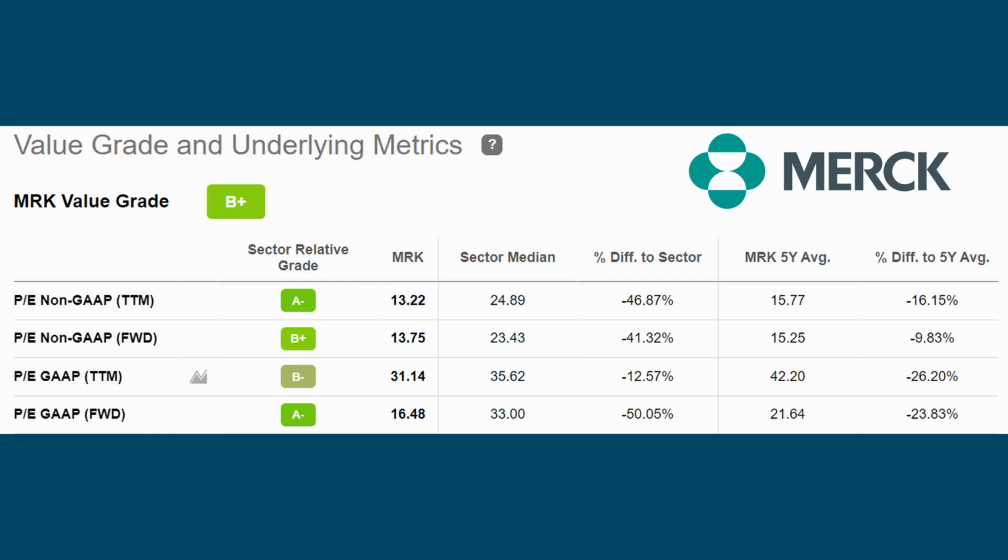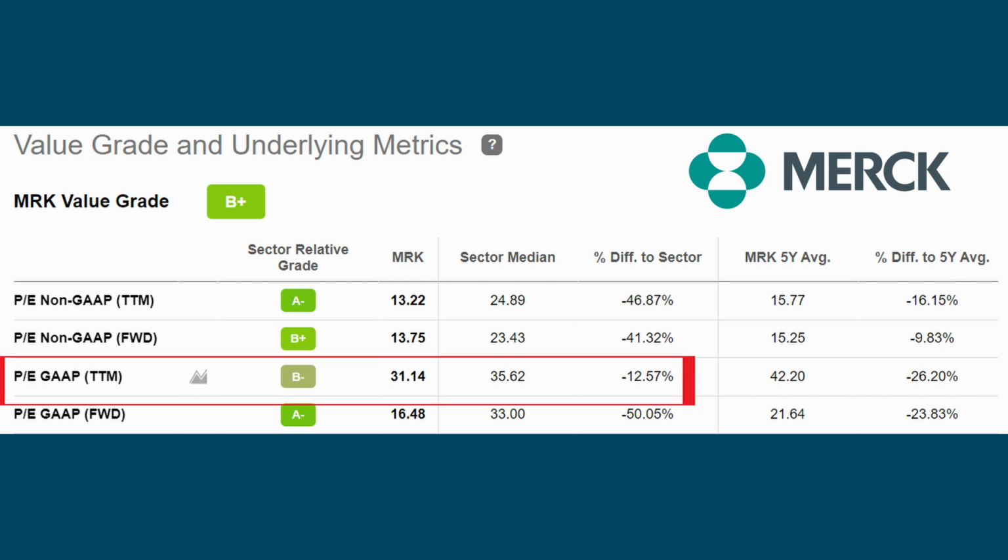Let's look at a couple of examples of how you would apply it in a case like this. I'm going to start by using the company Merck, which of course is a large pharmaceutical company based out of the US. And if we look at the price to earnings gap for the trailing 12 months, so this is looking backwards, you're going to see that they are currently trading at a price to earnings ratio of 31.14. So first of all, let's compare that against the sector. We can see that the sector median is currently 35.62.